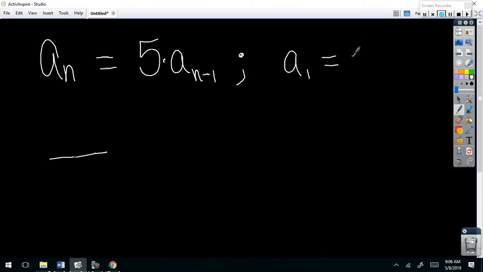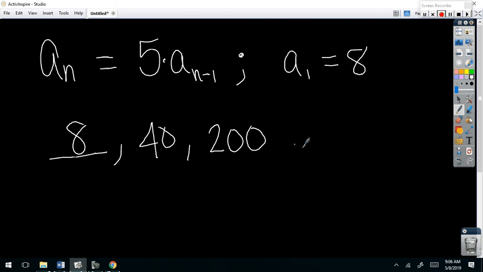So let's say a sub 1 equals 8. Well, now you have enough information to form that whole sequence. So it would be 8. What would the next term be? 40. You don't have to subtract by 1 here. This is saying for this term, look back and multiply by 5.